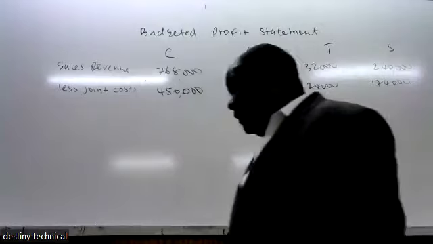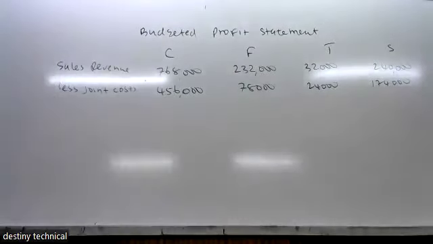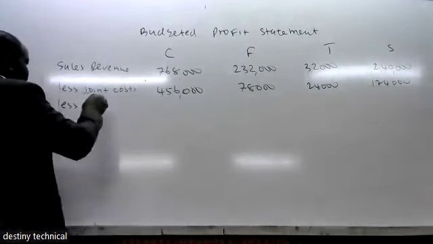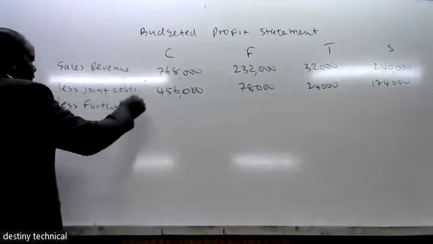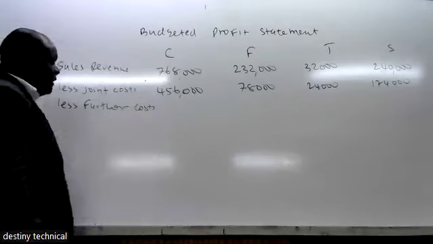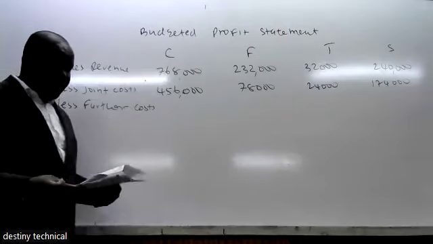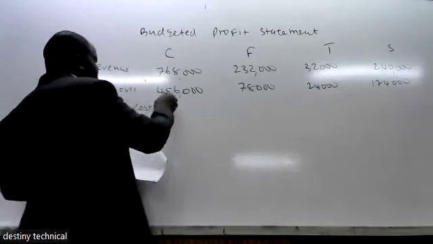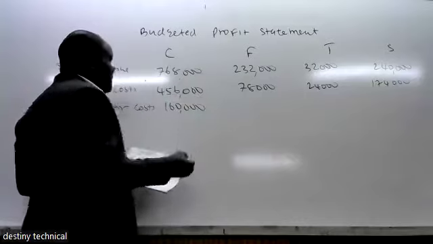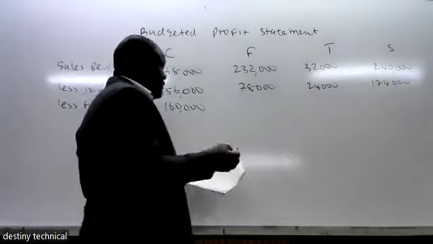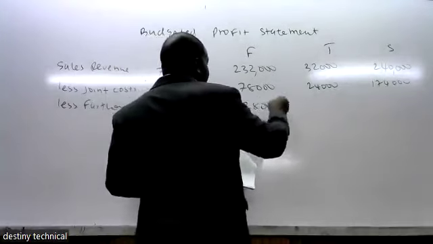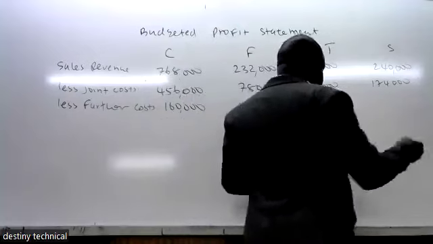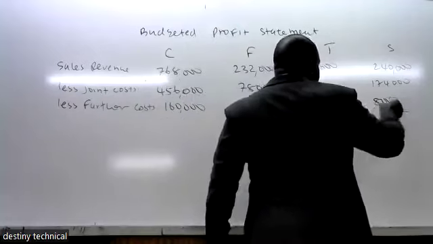Then we also less further processing costs. Further processing costs are the additional costs. Additional processing cost for C, the question gave me 160,000. F, it is 128,000. T, there was no figure. For S, it is 8,000.